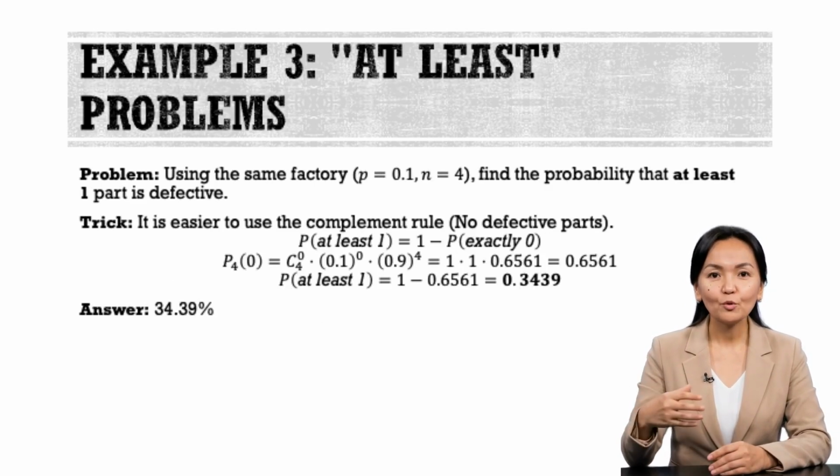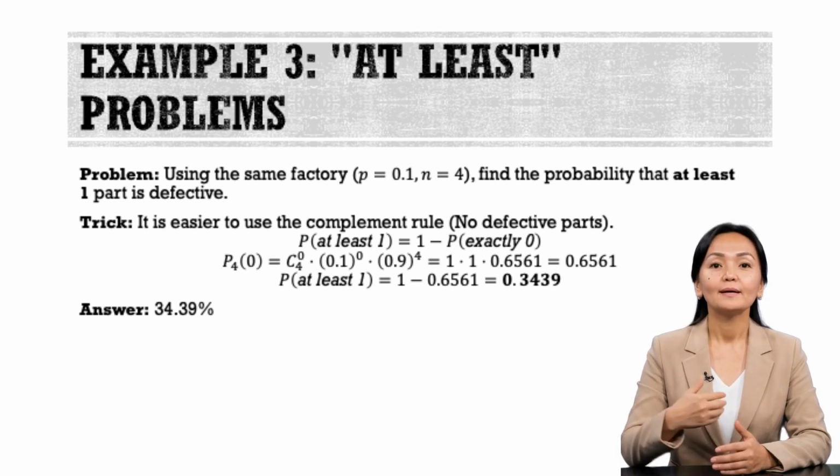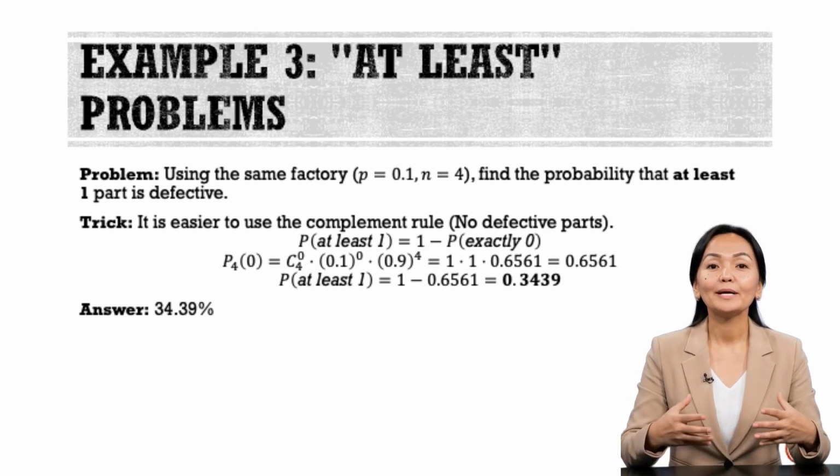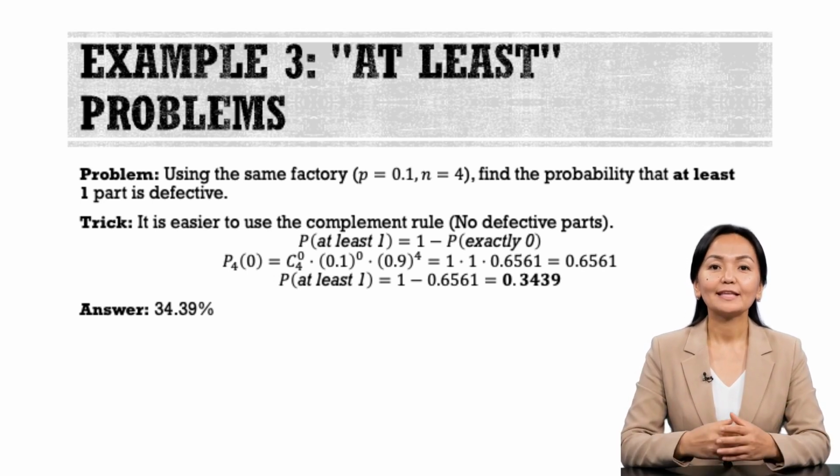Now, what if we want the probability of at least one defective part? This is a common type of question. The key insight is to use the complement rule. The event at least one defective is the complement of 0 defectives, so we calculate the probability of 0 defectives and subtract it from 1.